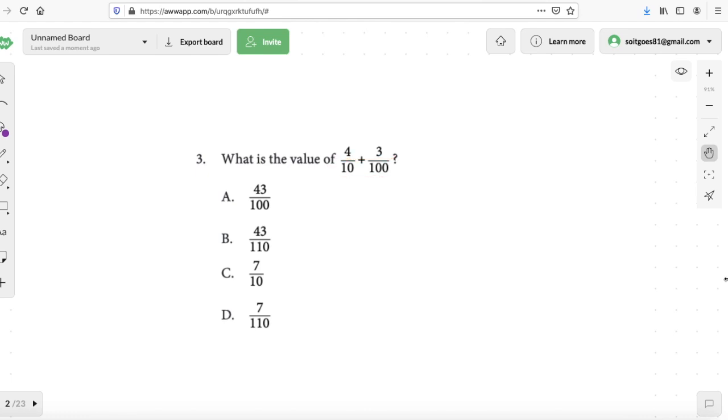But again, I want to think about the weight of the values. We're looking for an answer that's a little bit less than half. Is answer choice D 7/110?